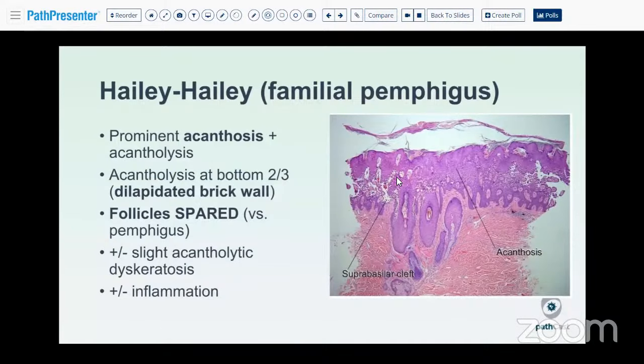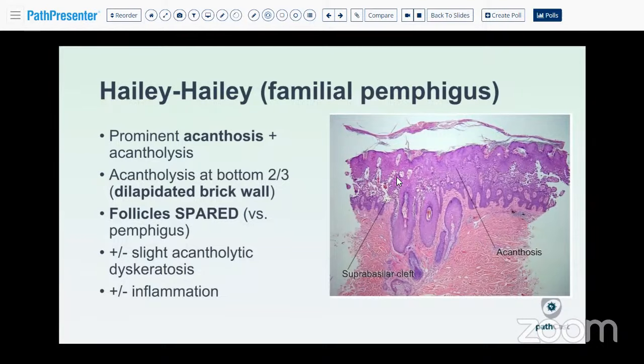Hailey-Hailey was a choice. That's also known as benign familial pemphigus. That has really prominent acanthosis. So of our acantholytic things, Hailey-Hailey is the most acanthotic. It is always acanthotic. So keep that in mind as you're trying to help differentiate it from others.